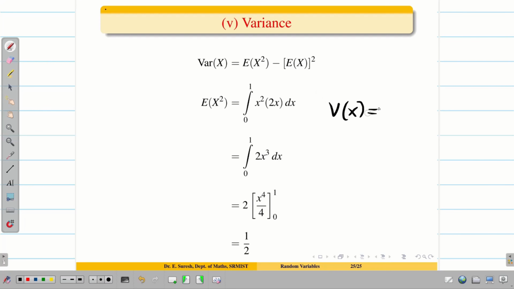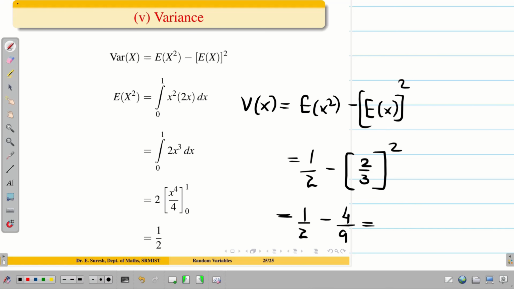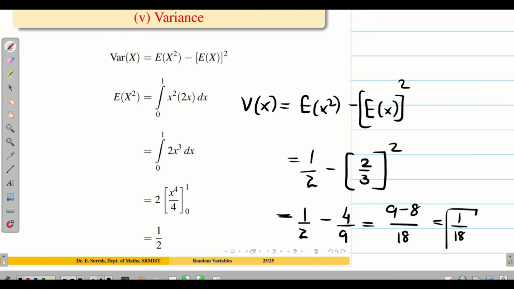Next, variance of x is E of x square minus E of x whole square. That is 1/2 minus 2/3 whole square. So 1/2 minus 4/9. So either use your calculator or do it manually to find the final solution. So the answer is 1/18.